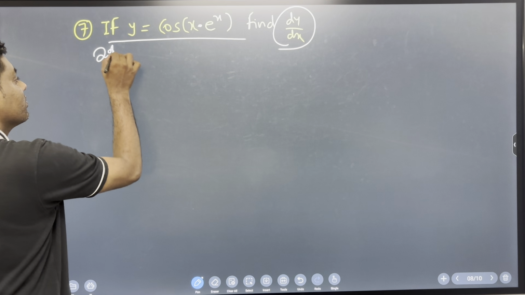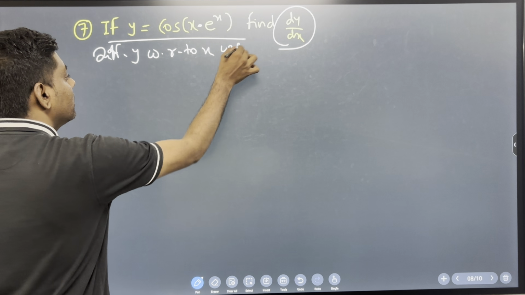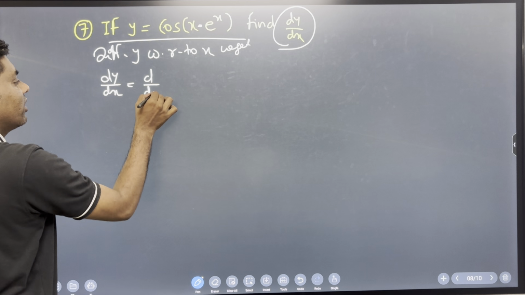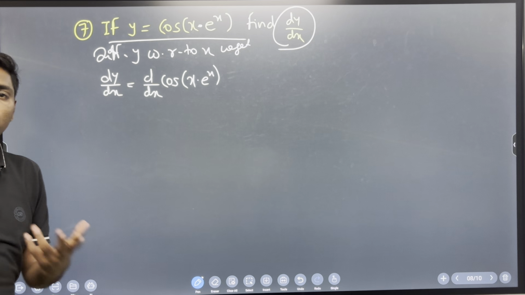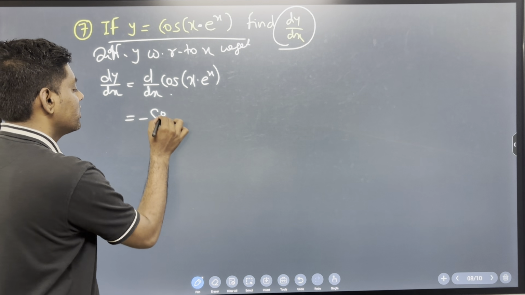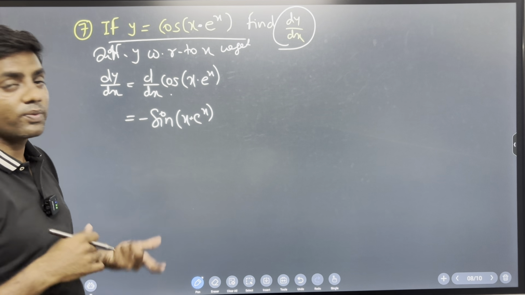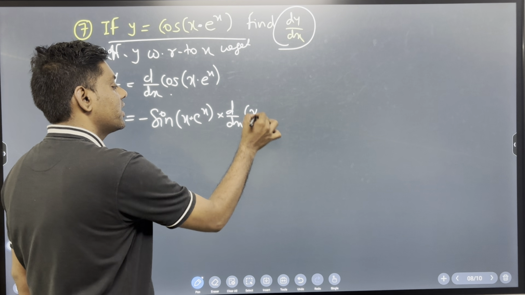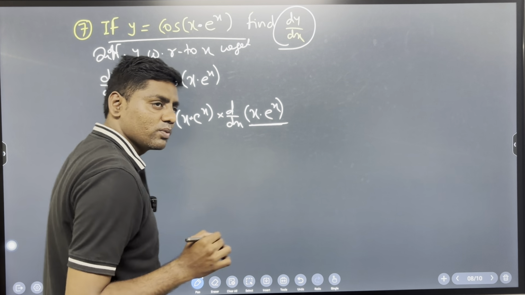So the first step is very simple, differentiating y with respect to x. So we apply dy by dx on both sides. The first function is cos, and what's the derivative of cos? That is minus sin of x into e raised to x. After that, the argument of sine is x into e raised to x, so we take the derivative of x into e raised to x, and we clearly see that x and e raised to x are in a product.